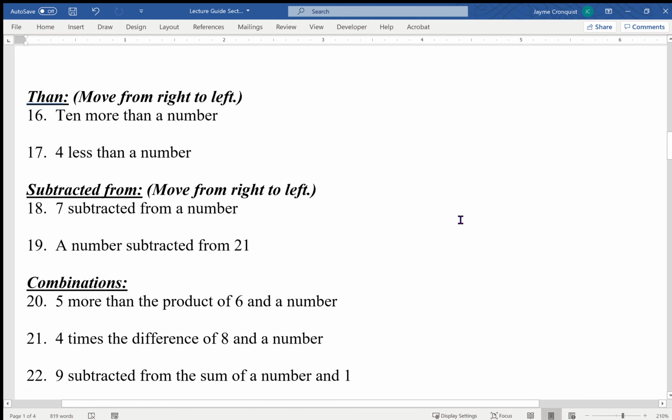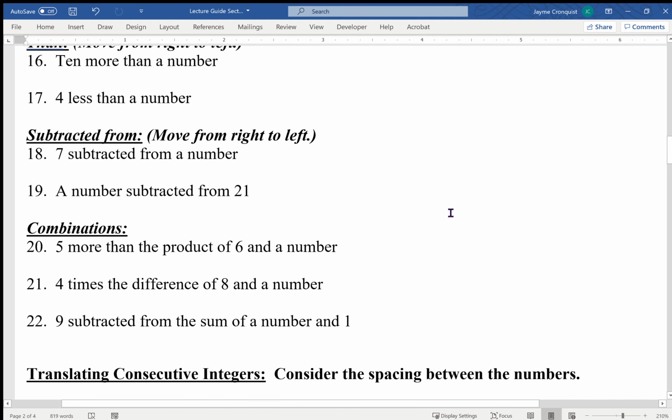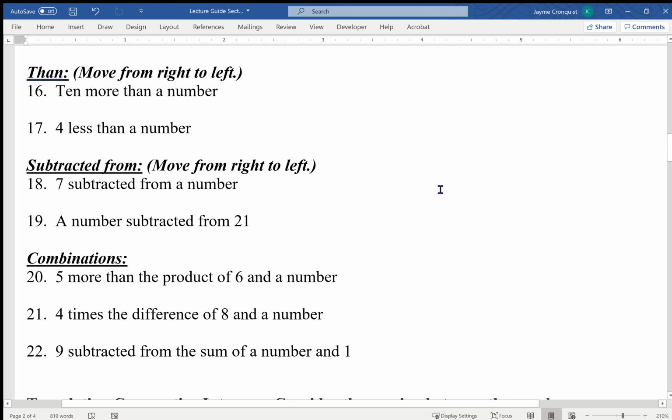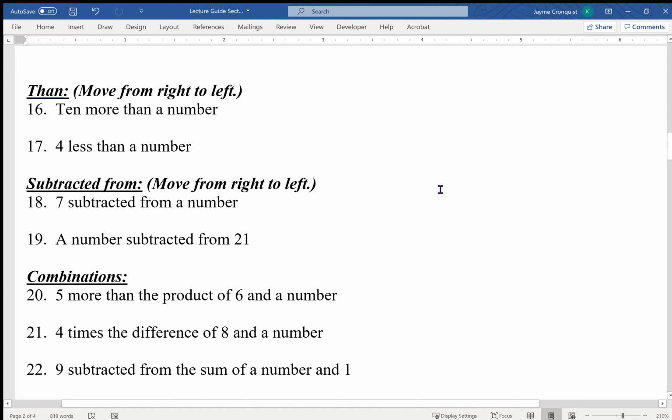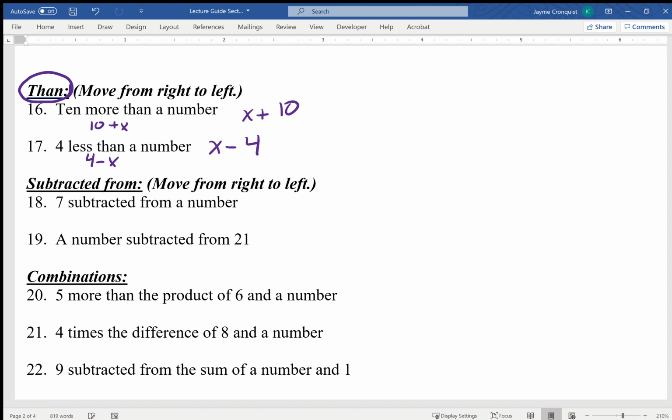Than. Now remember, move from right to left. So this one, when you see the word than, it's basically going to flip what we think of, right? 10 more than a number, we think of as that, but it really is x plus 10. 4 less than a number, you might think it is this, but it isn't. It's the number, and then you take away 4. So than flips them around. So you have to be careful of that.